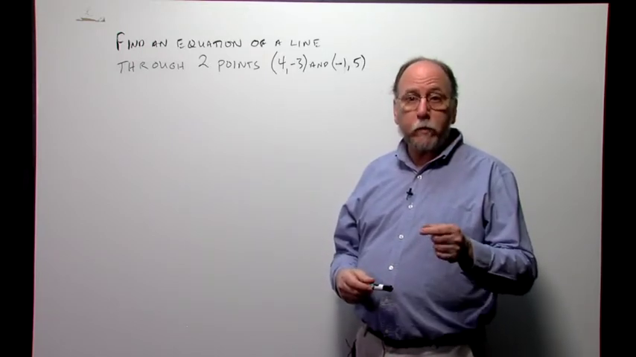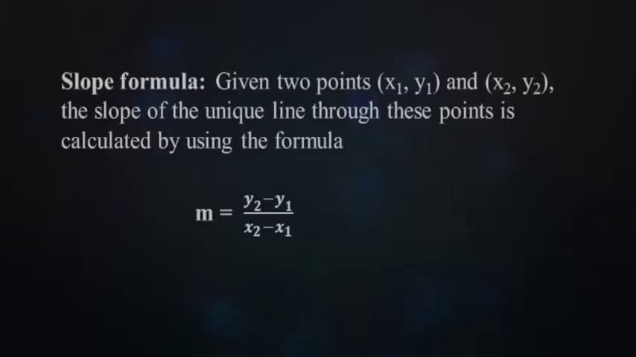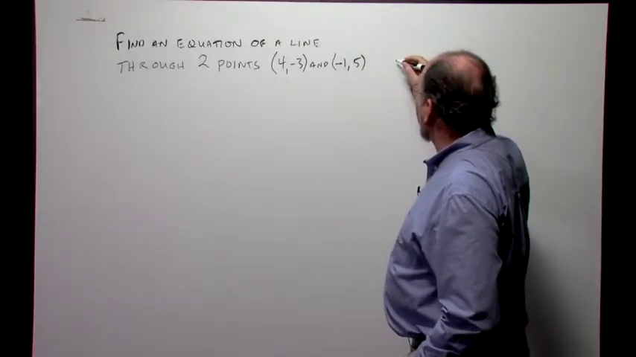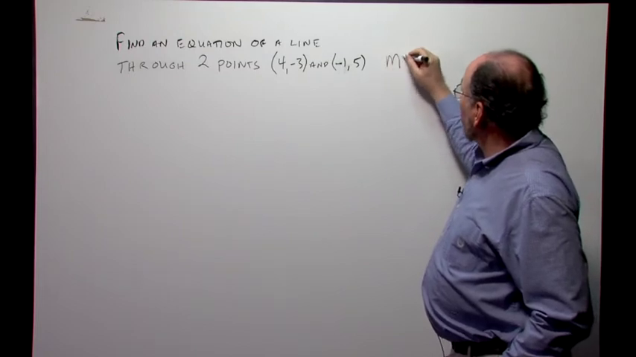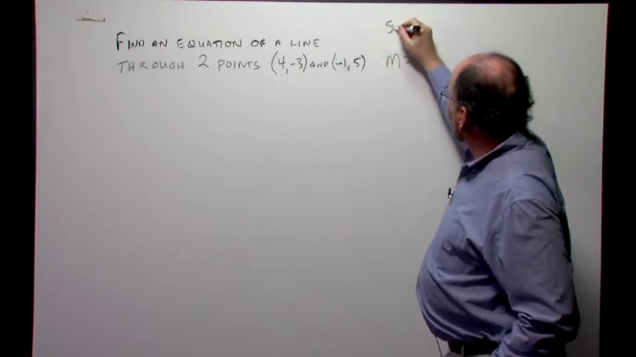Let's remind ourselves of what the slope formula is. Given 2 points, (x1, y1) and (x2, y2), the slope of a unique line through these 2 points is calculated by using the formula m equals y2 minus y1 divided by x2 minus x1. So let's write that formula down first. This is the slope formula.